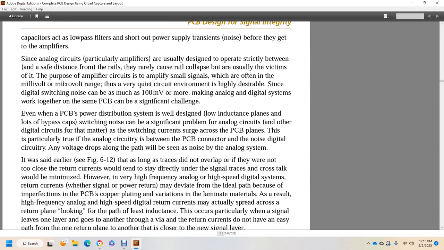Even when the PCB power distribution system is well designed, with low inductance planes and a lot of bypass capacitors, switching noise can be a significant problem for analog circuits and other digital circuits for that matter, as switching current surges across the PCB planes. This is particularly true for analog circuits that are between the PCB connector and the noisy digital circuit. Any voltage drop along the path will be seen as noise in the analog system.